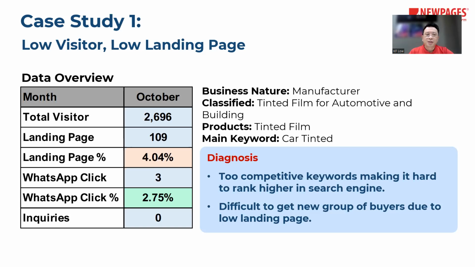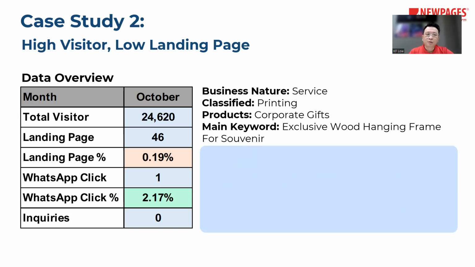All right. So the case study number 2 we have here is high visitors, low landing page. Okay, business nature is under service, printing. Printing, usually there's a lot of products, right? And in terms of the landing page, it should be more. And the products that they are targeting are under corporate gift.